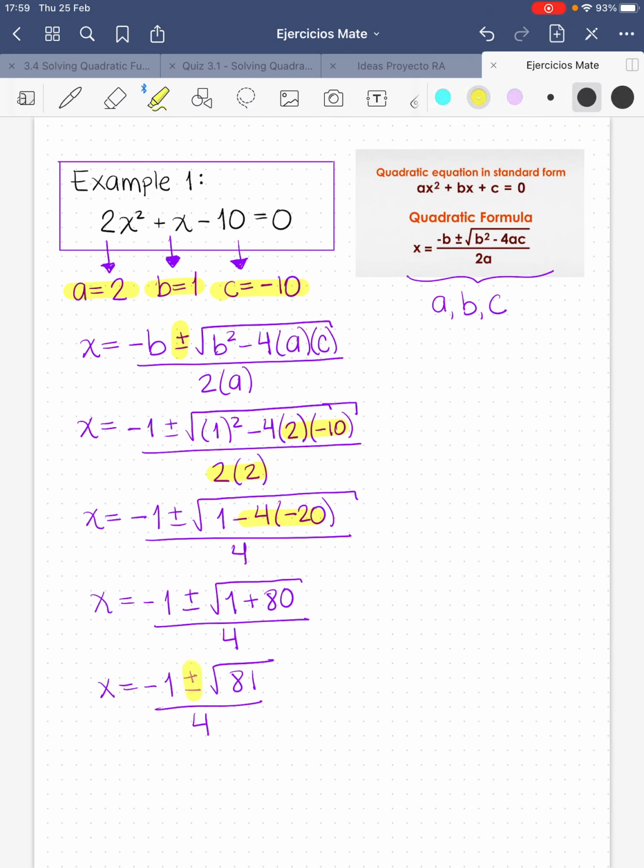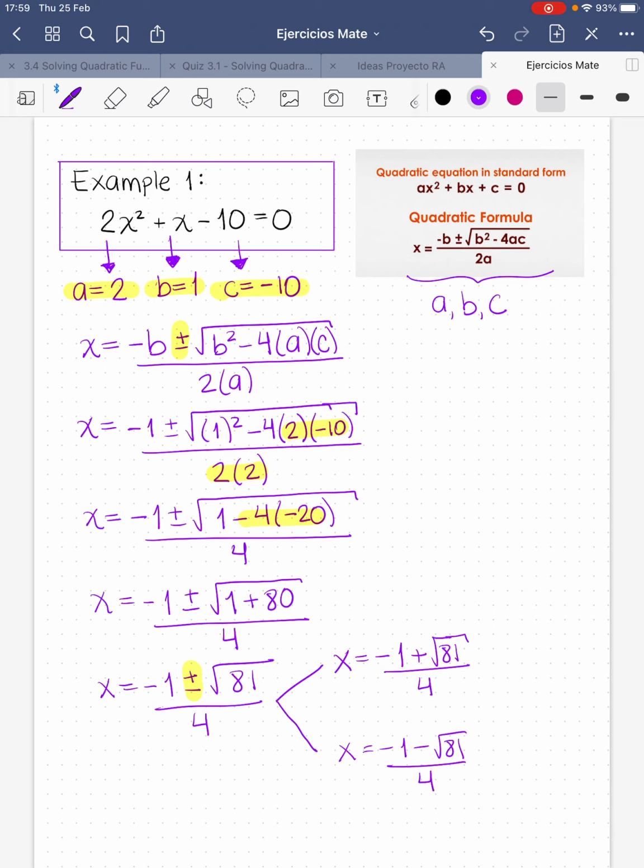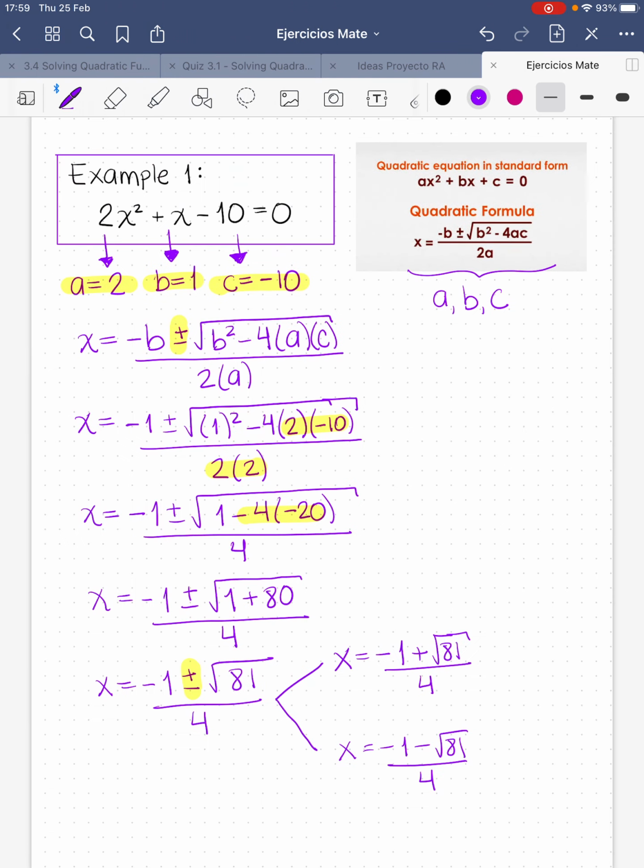But this sign, this plus and minus, what I was telling you, what you're going to do is you're going to divide this into two: one of them you're going to use the plus. You're going to add the square root of 81 divided by 4. And the other one, you're going to subtract it. So you get your two solutions or your two zeros, like we did when we were solving it by factoring and by graphing, okay?